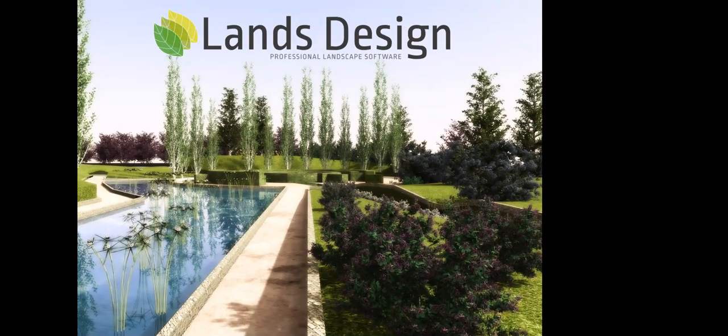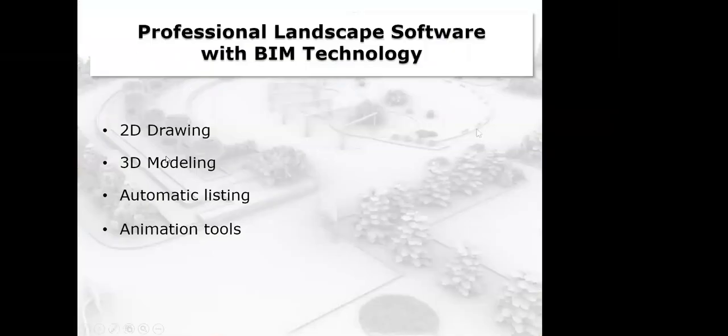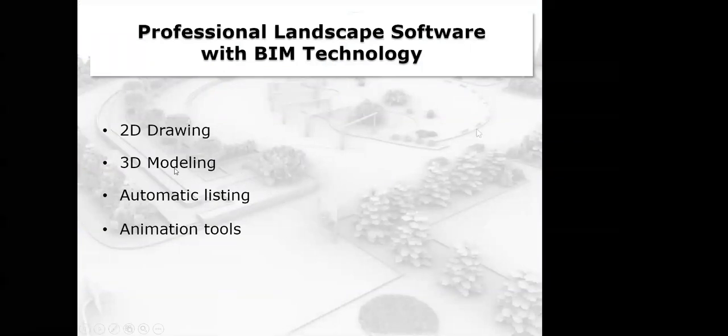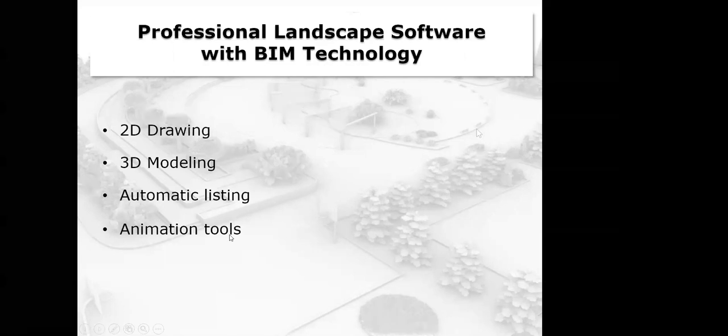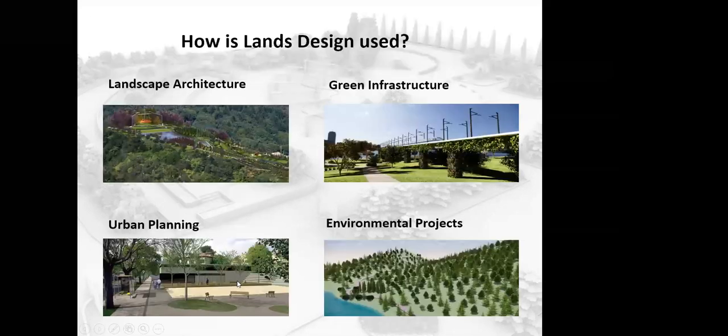Okay, so Lens Design is a BIM software for landscape design that integrates tools for generating 2D drawings, of course the 3D modeling, and some documentation tools for listing all the data of elements that exist in the model. And we will see also some animation tools. Basically it's aimed at landscape architects, but also people that work in green infrastructure, urban planning, or environmental projects for forestry, for example.